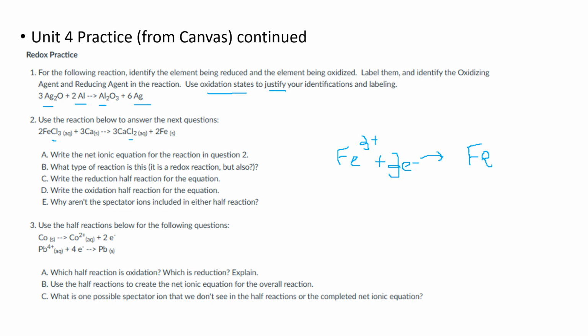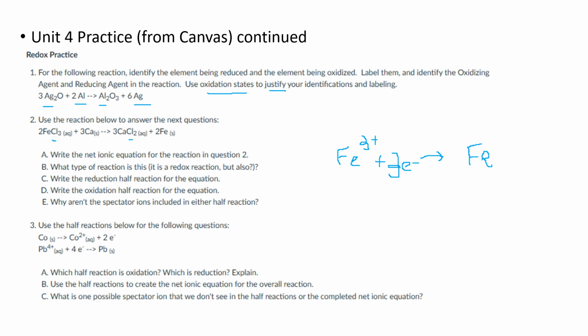If you wanted to keep the balancing from our original reaction, we would end up with 2 irons, 6 electrons, and then 2 iron atoms on the right side. And we would have 3 calcium atoms, arrow, 3 calcium ions, and 6 electrons. Part E, why aren't the spectator ions included in either half reaction? Because they are not being oxidized or reduced. So the chloride doesn't change. It's not being oxidized, it's not being reduced, so it's not in either of those half reactions.